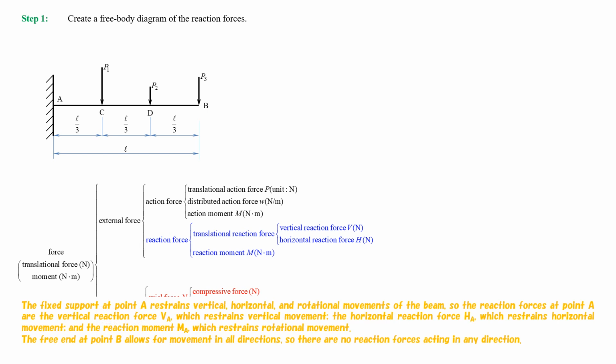The fixed support at point A restrains vertical, horizontal, and rotational movements of the beam, so the reaction forces at point A are the vertical reaction force VA, which restrains vertical movement, the horizontal reaction force HA, which restrains horizontal movement, and the reaction moment MA, which restrains rotational movement.